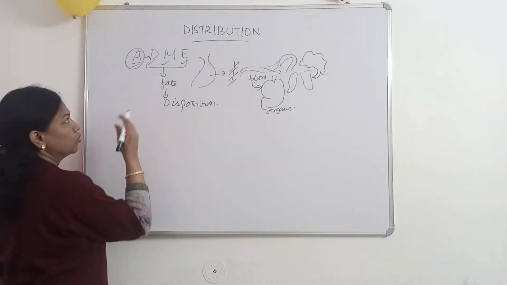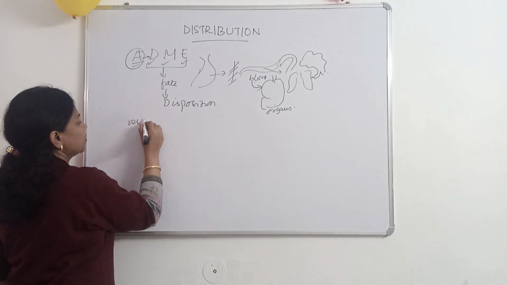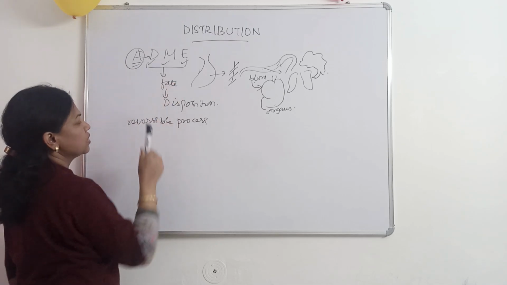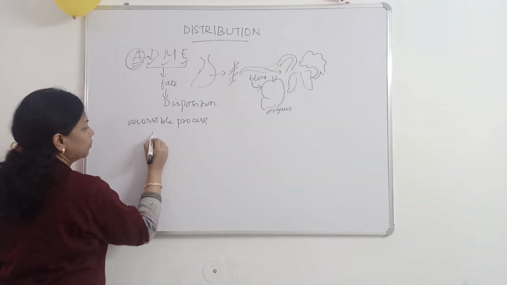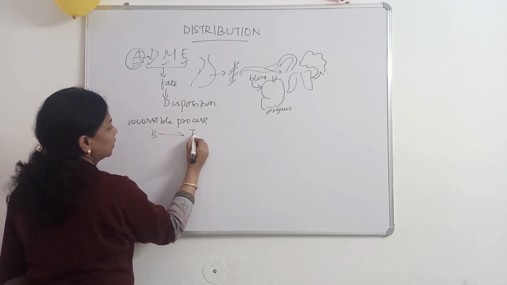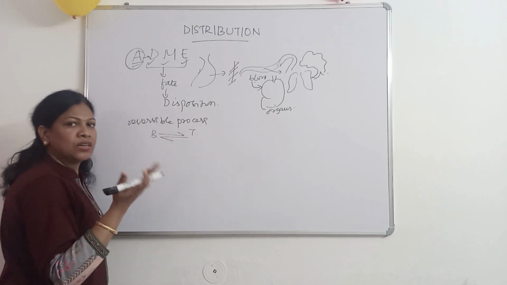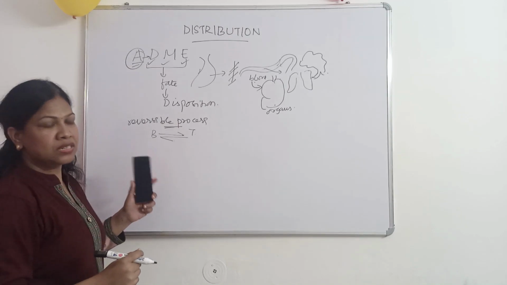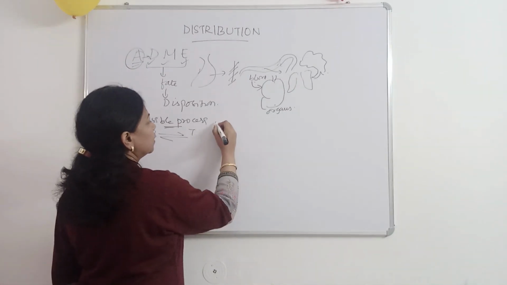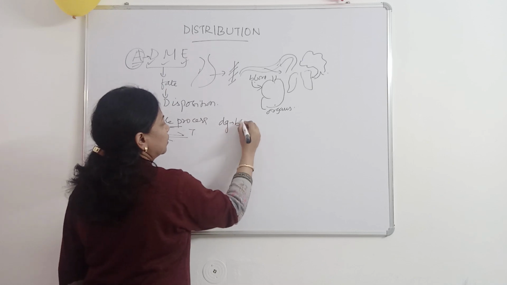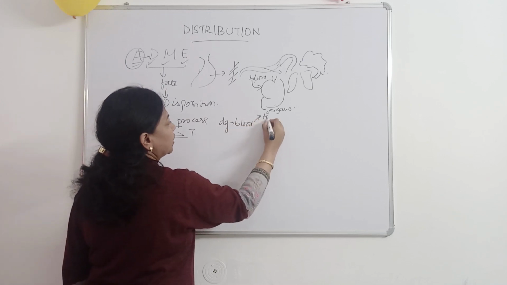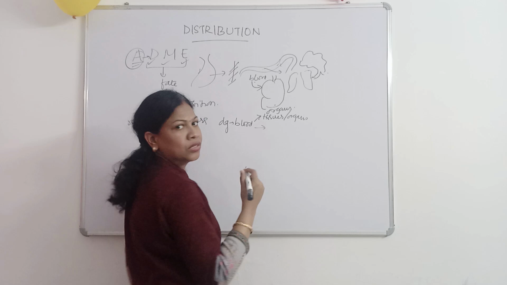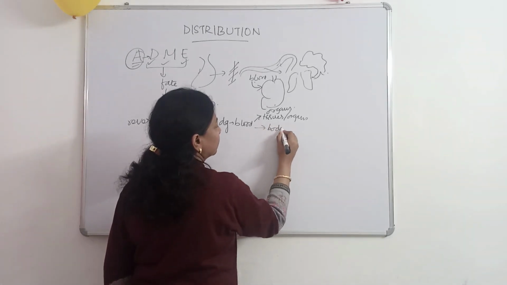So how to define distribution? It is a reversible process, because all the other processes are not reversible except distribution. The drug from blood reaches different tissues, and from tissues it can go back to blood. So it is known as a reversible process, where the drug moves from the blood to different tissues, that means organs, and then to different body fluids.